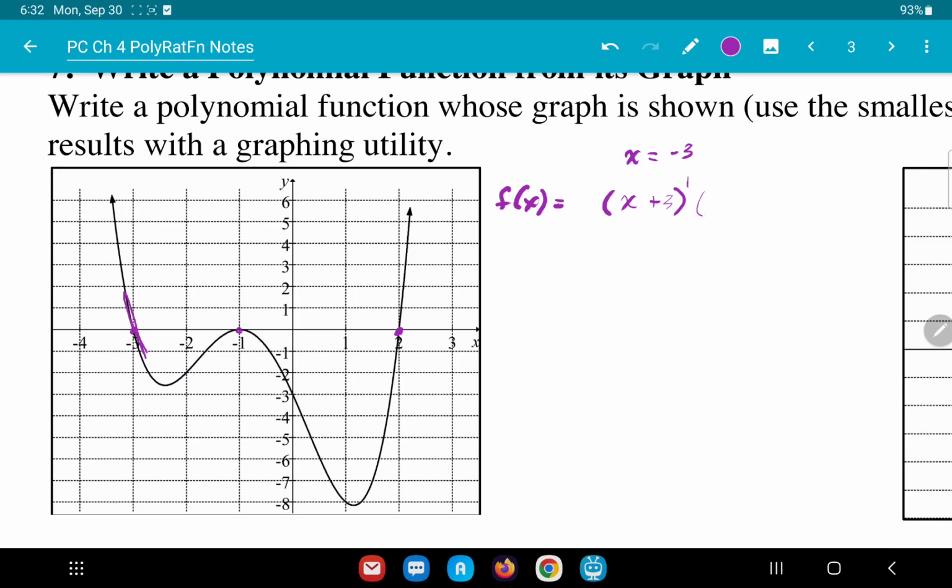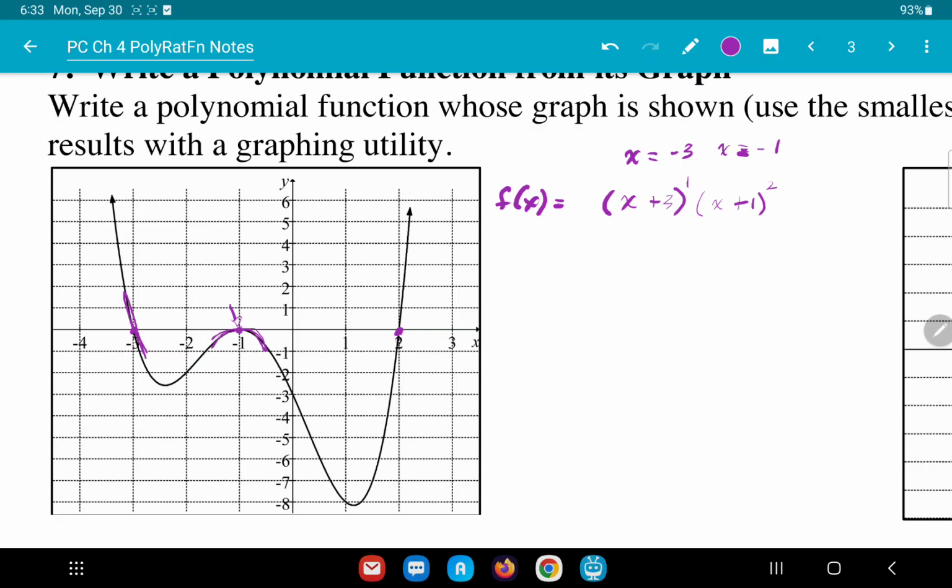I'm going to multiply that by the next root, and since our next root is at -1, the factor is x plus 1. Since the graph rebounds off, we know that it has a degree of 2, a multiplicity of 2. So I'm going to go ahead and put a 2 there.